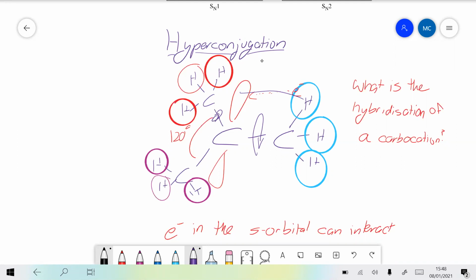And every time there's an interaction, it will affect the carbocation, the positive charge. In fact, it will reduce it. It's not a bond. Hyperconjugation doesn't produce bonds. It is just an interaction. So it will just minimize that carbocation, that positive charge.